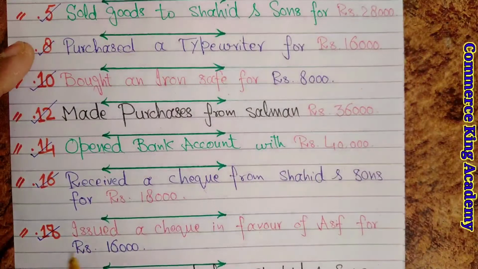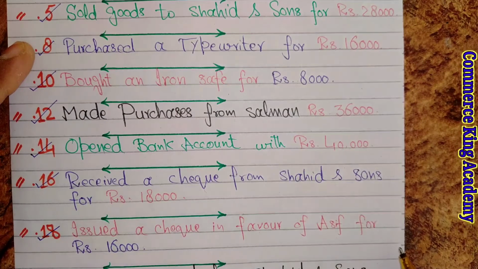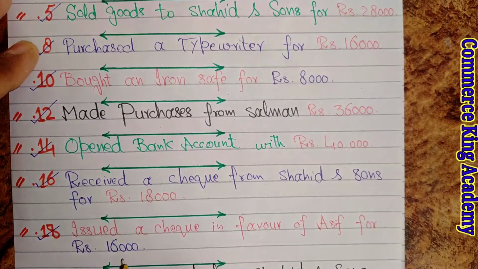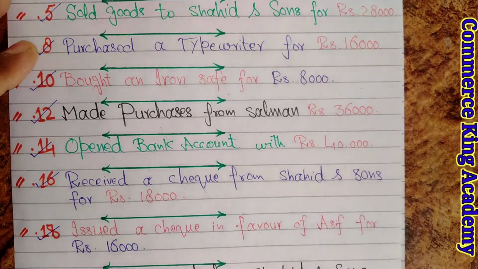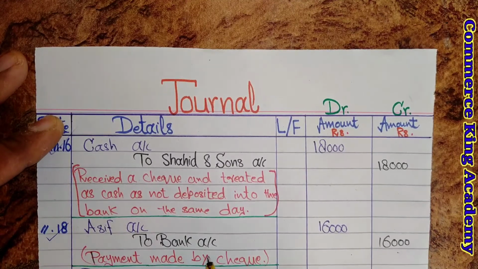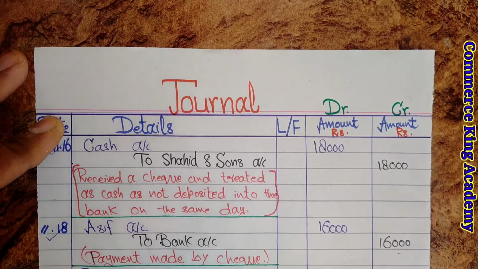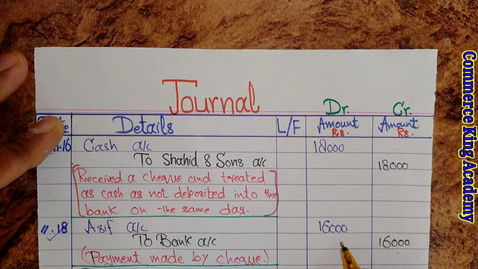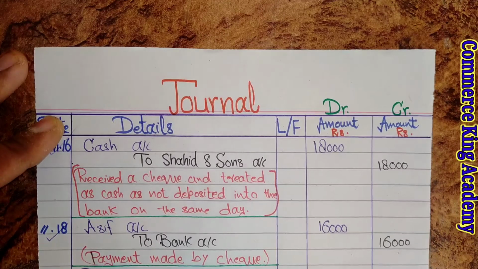Okay. So in this date, we have issued a check in favor of Mr. Asif, amounted 16,000 rupees. Do you understand this statement? So the journal entry will be Jan 18, Asif account debit to bank account credit, because we have issued a check to Mr. Asif amounted 16,000 rupees debit and 16,000 rupees credit with details payment made by check.